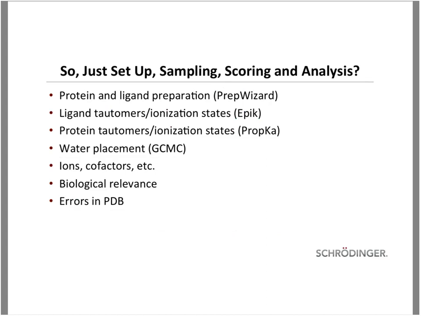So at the end of the day, is it just a matter of setting up the calculation, doing the sampling, the scoring, and performing the analysis? Obviously not. You need to make sure that you're having the correct experimental design. We spend a lot of time making sure that our protein and ligands are adequately prepared, and we have automated tools that you may already be familiar with in the form of the preparation wizard. That also includes the accurate assignment of tautomeric states for both the ligand and the protein.